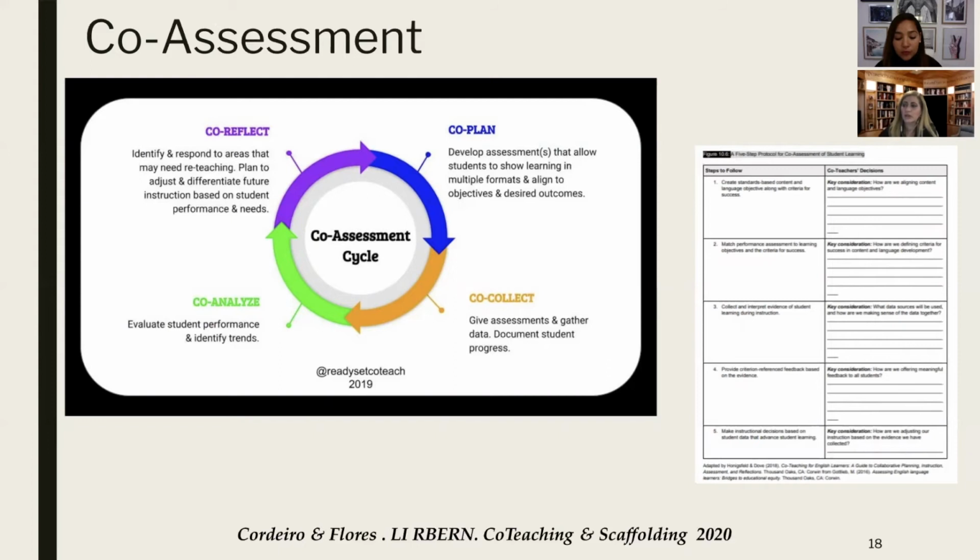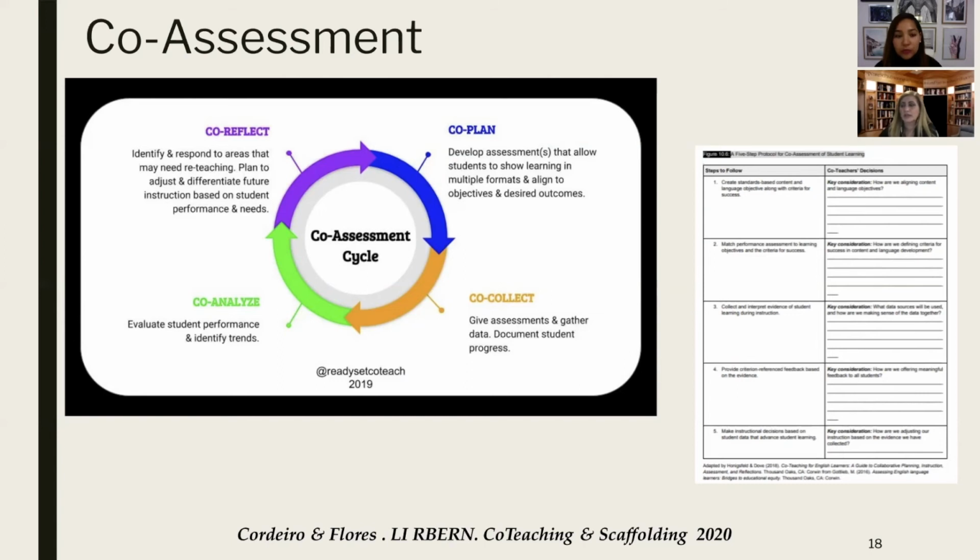True co-assessing also allows for both teachers to have ownership over the assessments and the shared goals. Similar to the co-teaching cycle, there are 4 steps to the co-assessment cycle: co-plan, co-collect, co-analyze, and co-reflect. Co-assessing provides a unique opportunity for co-teachers to discuss assessment and grading practices, to share assessment responsibilities, and to collaborate on ways to differentiate assessments based on learner needs.